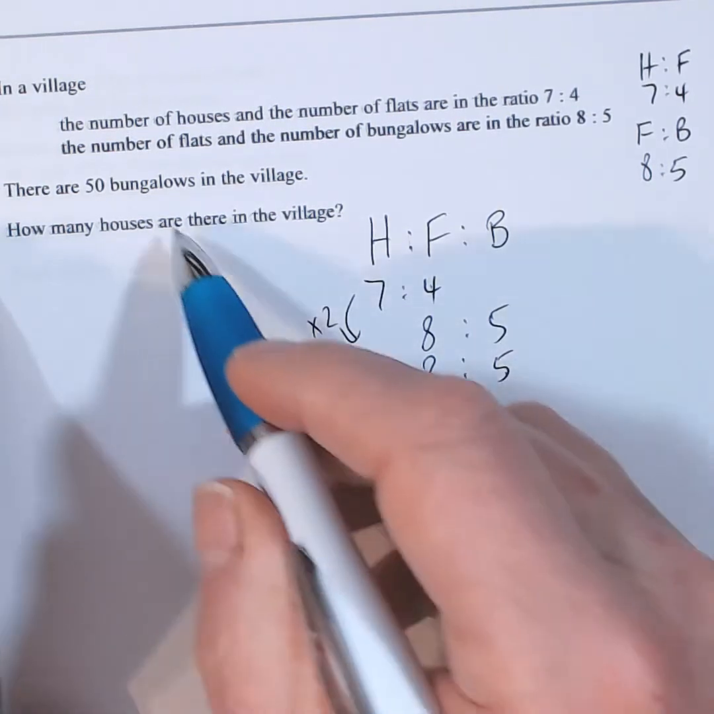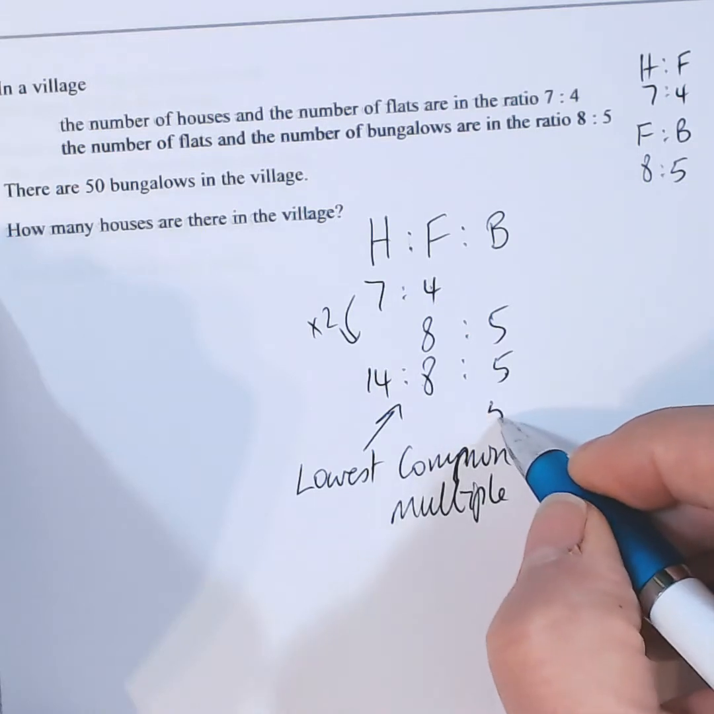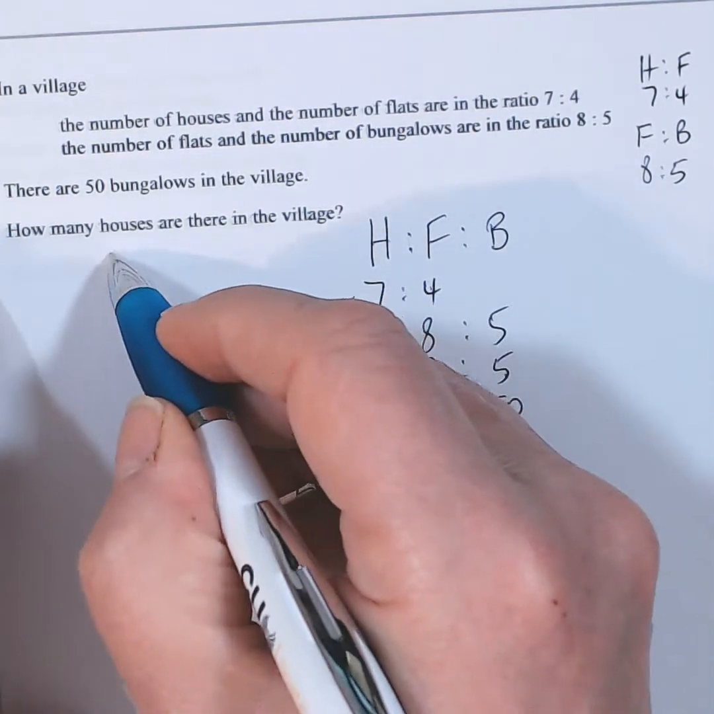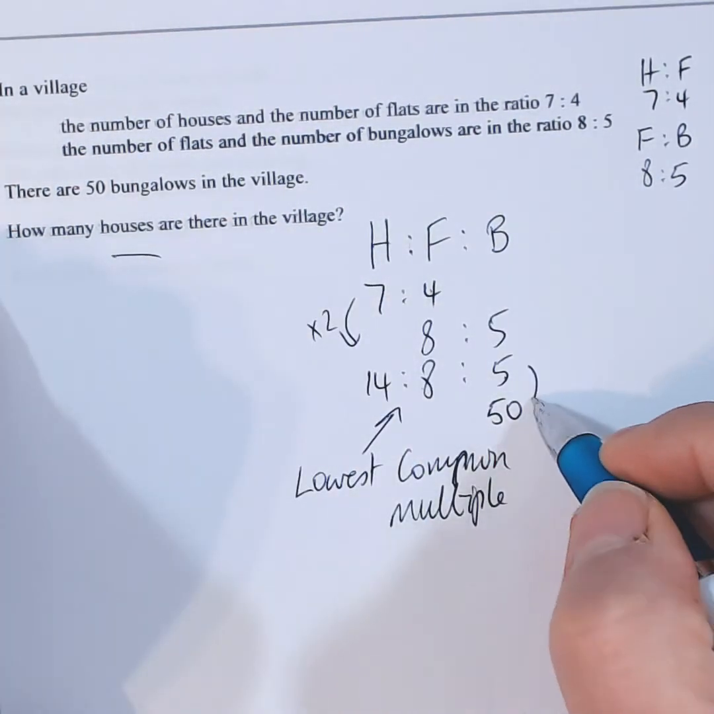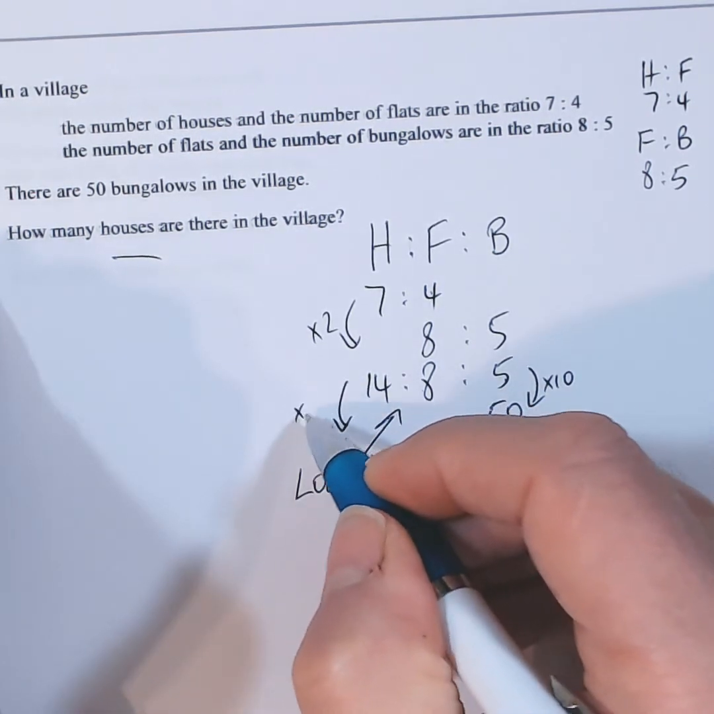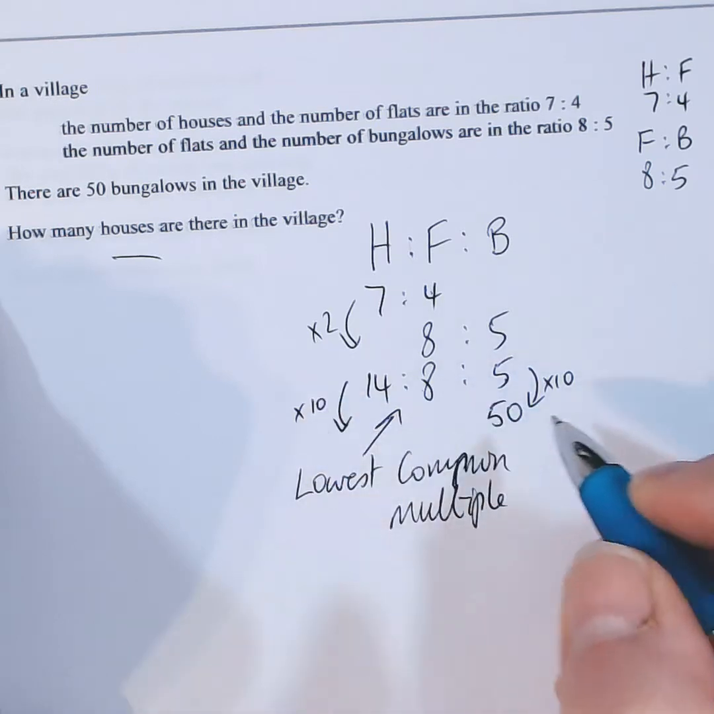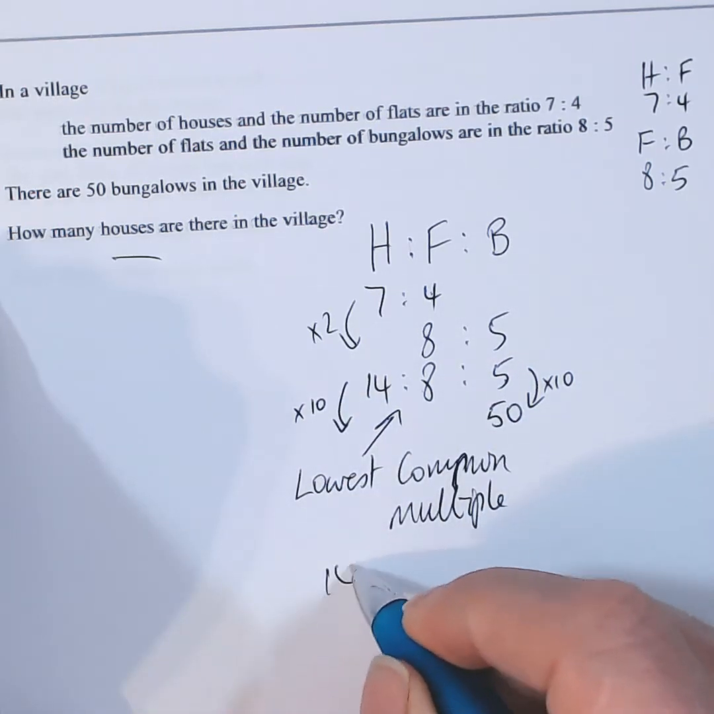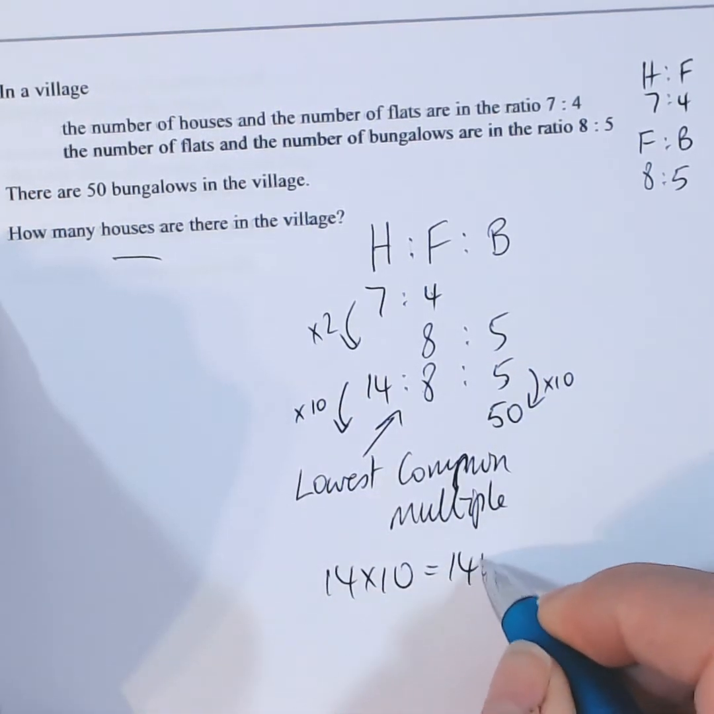It tells us in the question there are 50 bungalows, so we can put the 50 there, and it wants to know how many houses there are. So to turn 5 into 50 we multiply by 10, so because it's about equivalent ratios now, then we multiply that by 10 and we get an answer of 14 times 10 equals 140 houses.